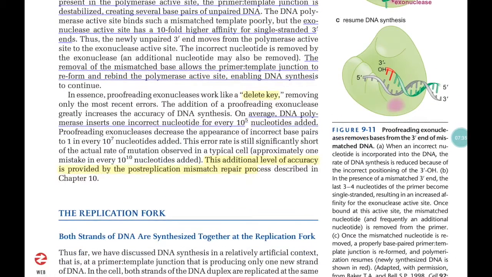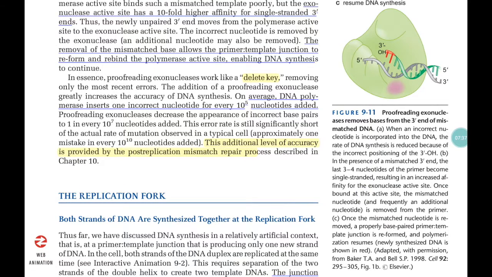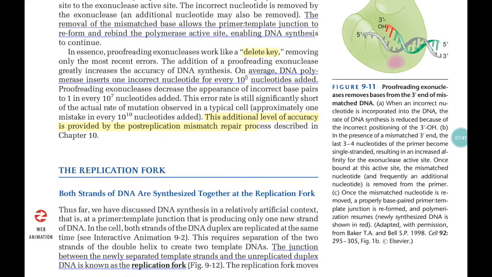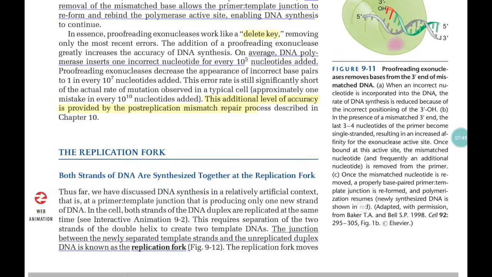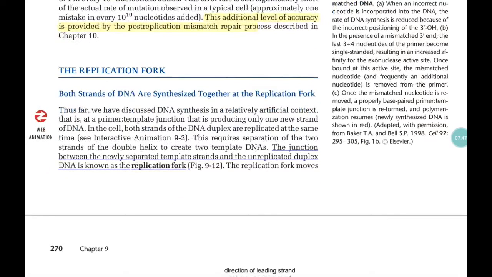On average, DNA polymerase inserts an incorrect nucleotide about once per 10^5 nucleotides, with proofreading lowering the error further. Additional accuracy is provided by the post-replication mismatch repair process. The junction between the newly separated template strands and the unreplicated duplex DNA is known as the replication fork.